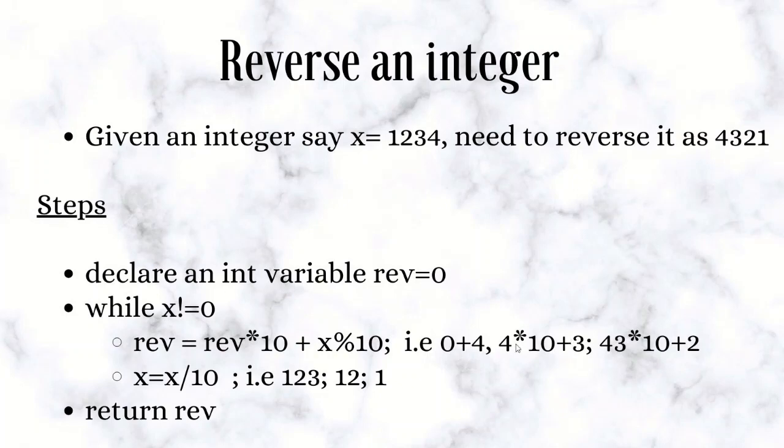In the second iteration, we are multiplying this 4 by 10, and x will be divided by 10. So in the second iteration, the x value is 1, 2, 3, and the remainder of x percent 10 will be 3. So it will be 43. In the third iteration, again 43 is multiplied by 10, that is 430 plus 2, 432. Like that, we will be able to reverse the number.